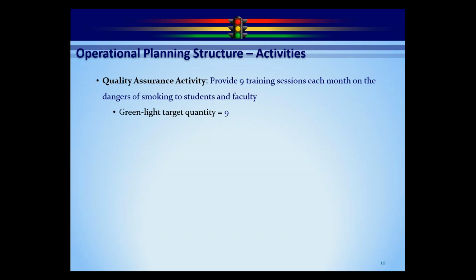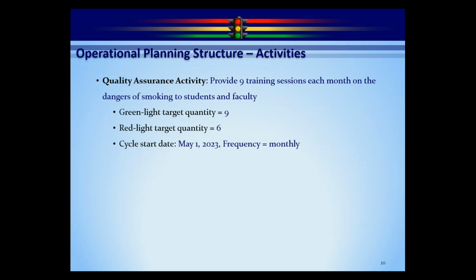In this case, we're going to say we're going to provide 9 training sessions each month on dangers of smoking. So we're going to take the training content we just created, and we're going to go to the schools and provide those 9 training sessions each month. If we do 9, it's going to set the traffic light to green. If we do 6 or less, it's going to set it to red, and then you can calculate in between: 7 or 8 will be yellow.